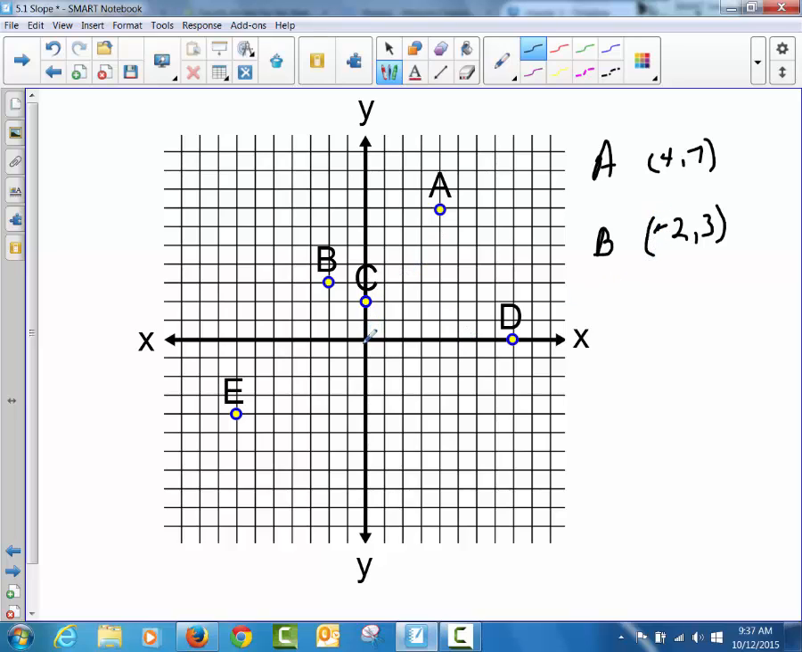All right, point C, 0, and then 1, 2. So C is (0, 2). D is 1, 2, 3, 4, 5, 6, 7, 8, and it doesn't move up or down, so that would be 0. So (8, 0). And finally E. E is 1, 2, 3, 4, 5, 6, 7, negative 7, 1, 2, 3, 4, negative 4. So we've got (-7, -4). I hope that you did well on those.